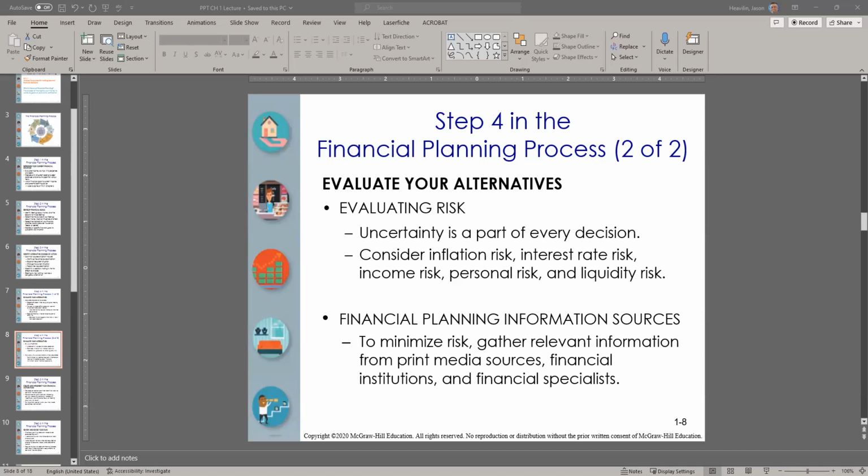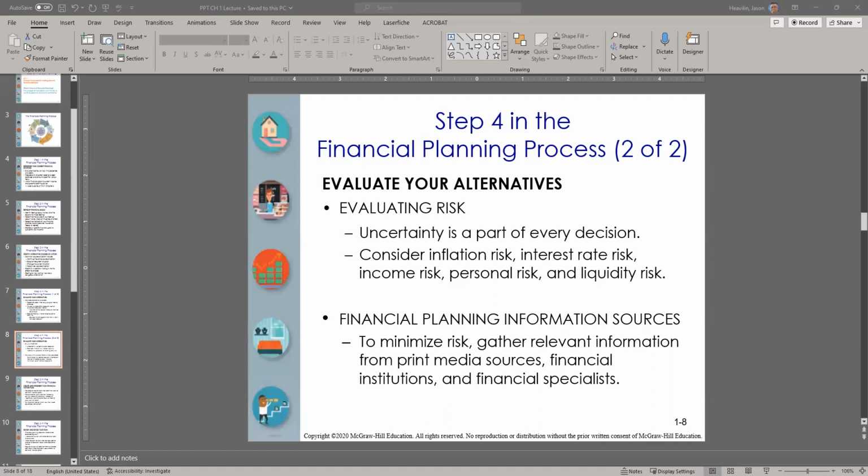Income risk, just what it sounds like. You may lose your job or not get pay raises according to plan or pay cuts. So there's a lot of different income risks. Personal risk, just what it sounds like, could be health, an accident, an unexpected expense.